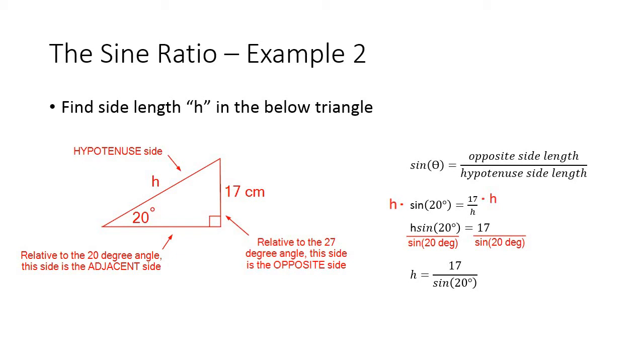Plug that into your calculator, so 17 divided by, and then sine 20 degrees, end your bracket. And you should get 49.7 centimeters. Make sure you can get that in your calculator.